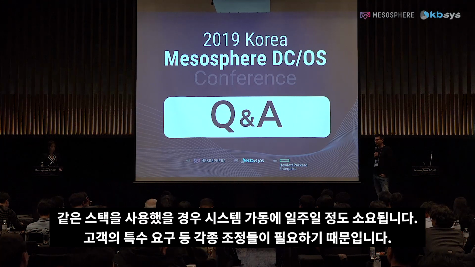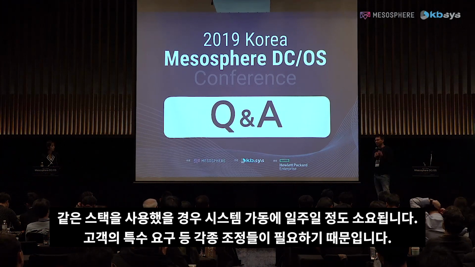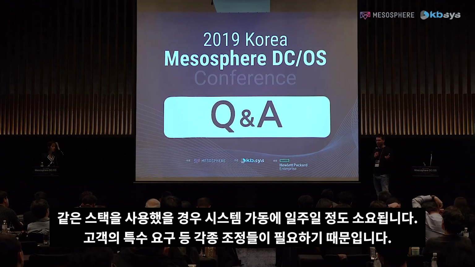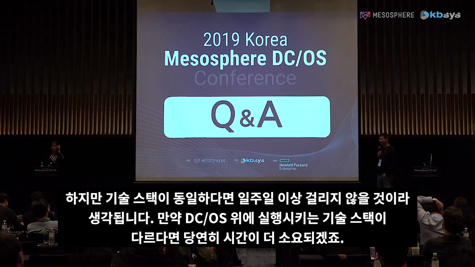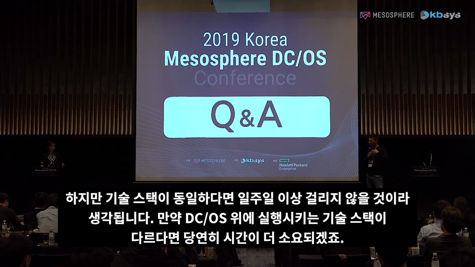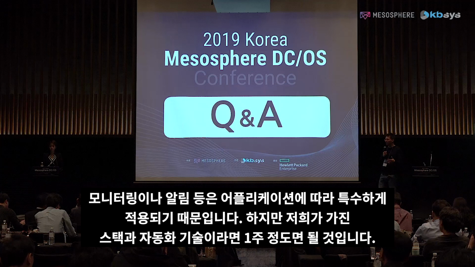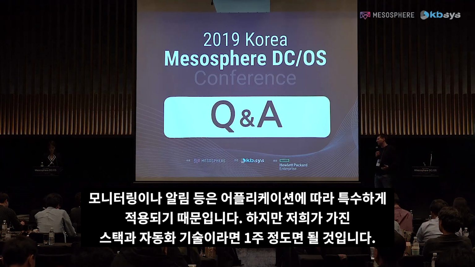I'd say if we use about the same stack, it'll take us about a week to get a system ready to run, because you will always have to make adjustments to the cloud provider and things that are customer specific, but I don't think it will take more than a week if the technology stack is basically the same. If the technology stack running on top of DC/OS is different, it will obviously take more time because you have to set up all the monitoring and alerting that is really application specific. But with the stack we have and the automation that we have and the knowledge that we have now, it should take about a week.